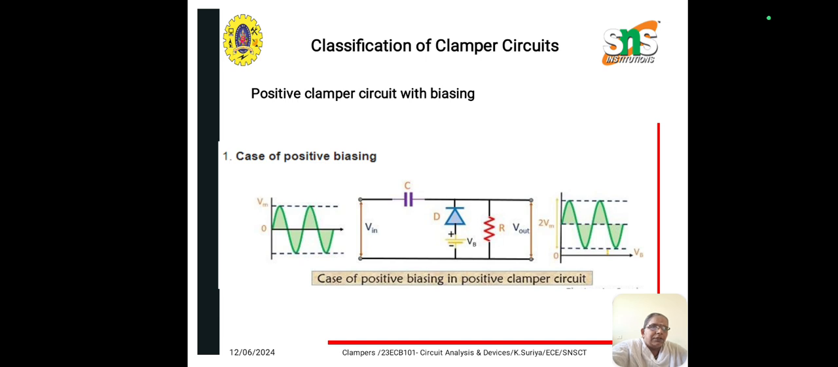When positive half of the input signal is applied, the diode is reverse biased due to the AC input but is forward biased due to the battery voltage. So until the voltage of the battery is greater than the input voltage, the diode will conduct. This forward current through the diode charges the capacitor with the battery voltage.